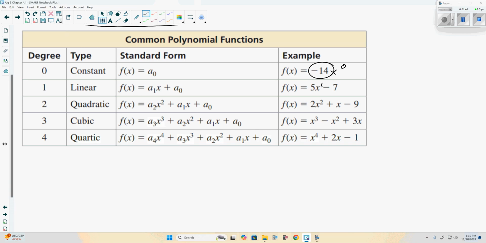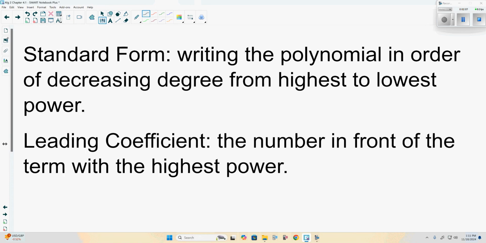Our next one's a degree 2, which is a quadratic. The reason we consider it a quadratic is because our biggest exponent attached to a variable is 2. So it's our quadratic function. Cubics, degree 3. Same thing, we have x to the 3rd, and lastly our degree 4 is a quartic, which is our x to the 4th. Now there's 2 main key terms with this. Standard form: writing the polynomial in order of decreasing power, so whichever exponent has the biggest power goes first, and then we decrease down to our constant term.